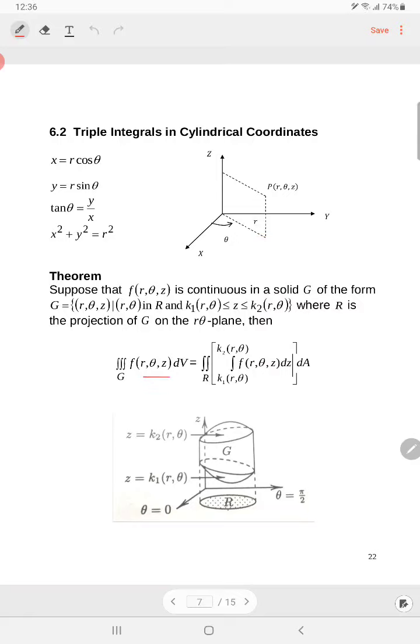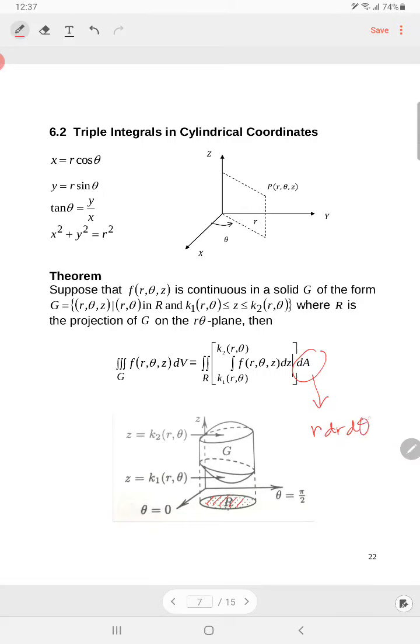Alright, so back to our triple integrals here. If you have x, y in your function, you have to change it to r and theta using this relationship. And then for dV, the iteration would be integrate with respect to z first. So the upper limit for z is still the top surface, and the lower limit for z is still the bottom surface. And our dA here now would be integration of a region R, which is going to be on the xy plane. So your dA now will be r dr d theta, just like polar coordinates.